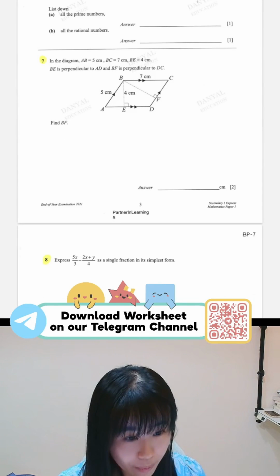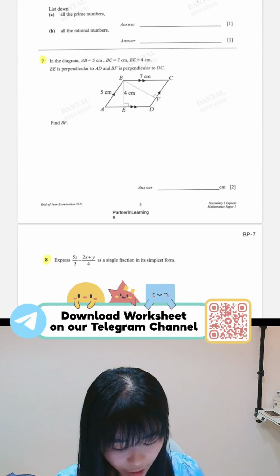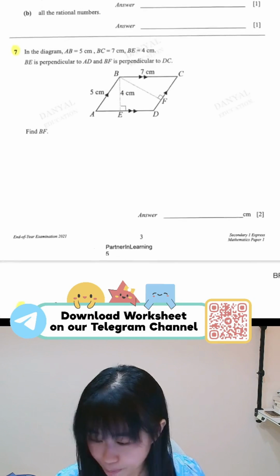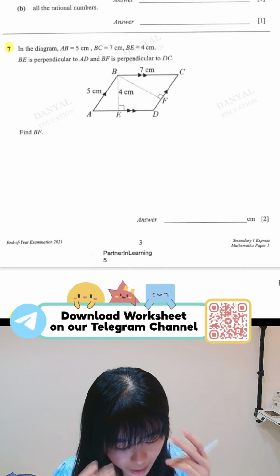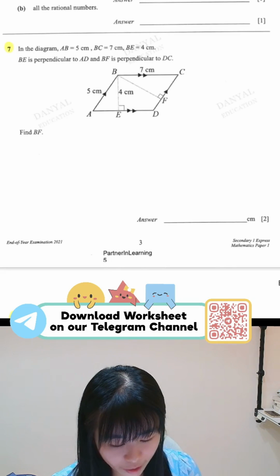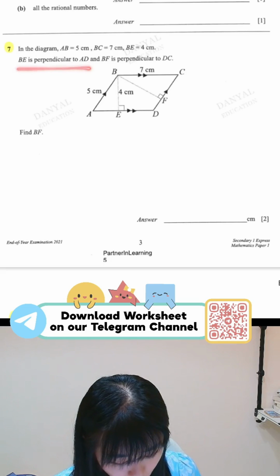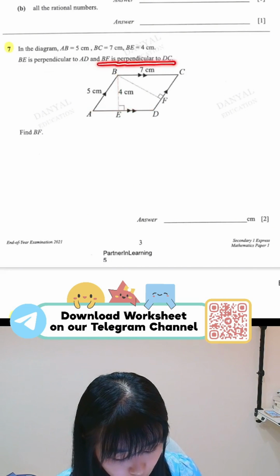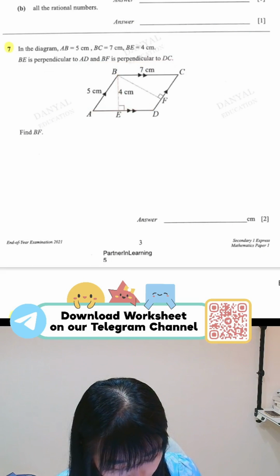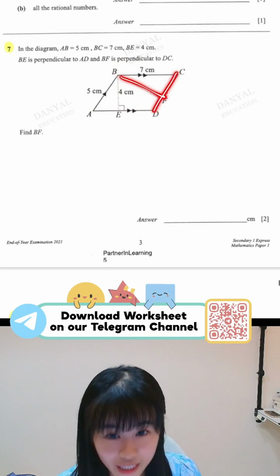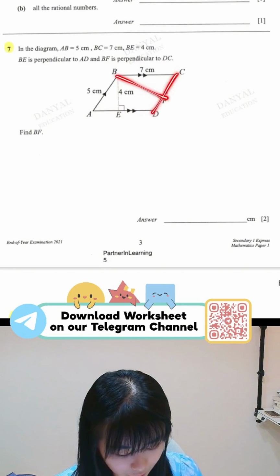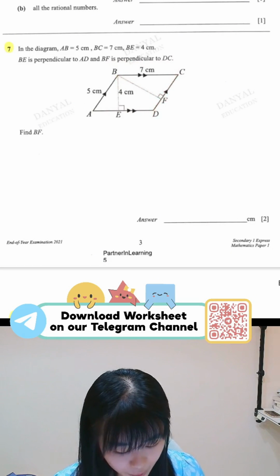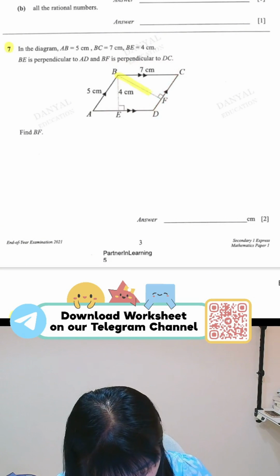In the diagram, we have AB is 5 cm, BC is 7, and BE is 4. BE is perpendicular to AD, and BF is perpendicular to DC. Find BF. Where's BF? BF is here.